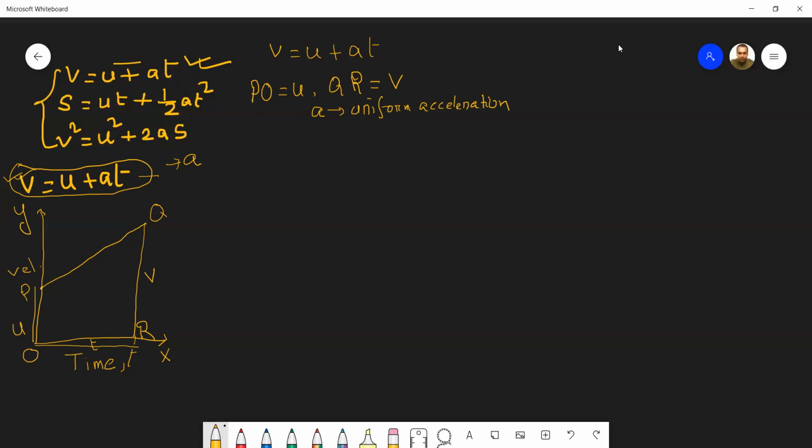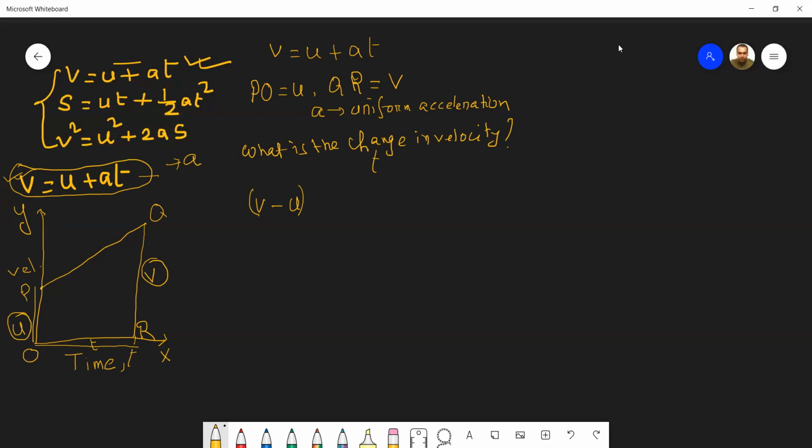Now what is the change in the velocity of the body? If I ask you the question, what is the change in velocity of the body after a time of t? The change in velocity after time t is simply v minus u. Here v is the final velocity as we have already discussed, and u is the initial velocity. So the change in velocity of the body is simply v minus u.